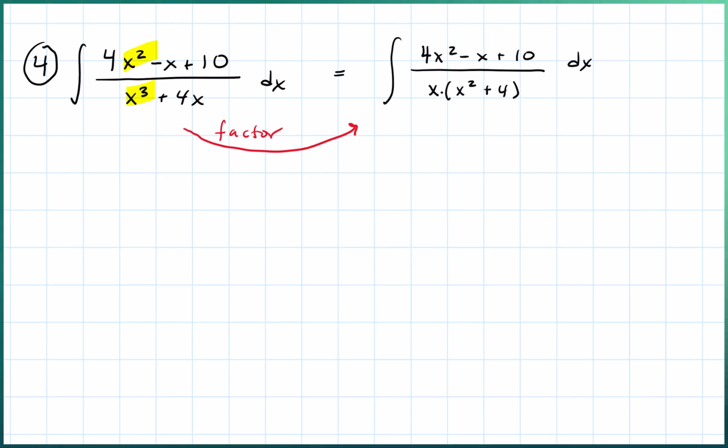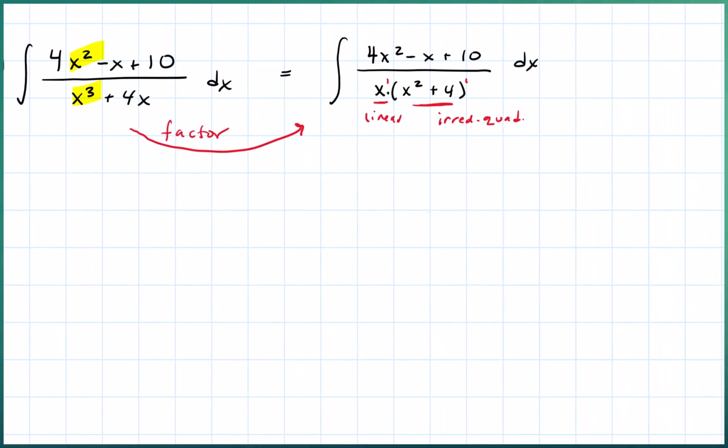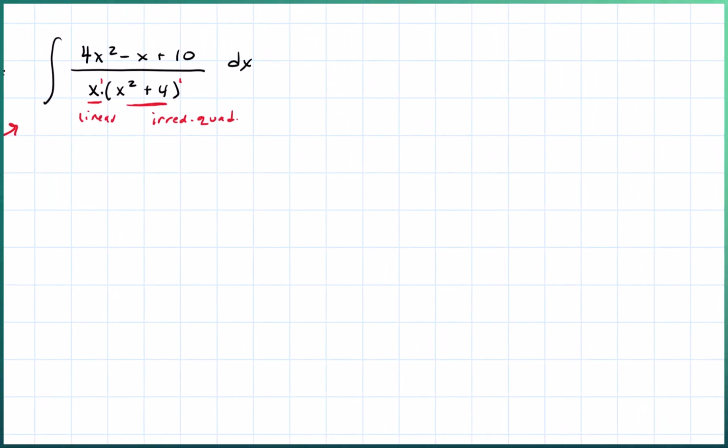And there is not, because x squared plus 4 is irreducible. That does not factor any further. So that's an irreducible quadratic. It is not repeated. It is only to the first power. And this is a linear factor. It is also not repeated because it is only to the first power. So we will use our algebraic theory to break that down.